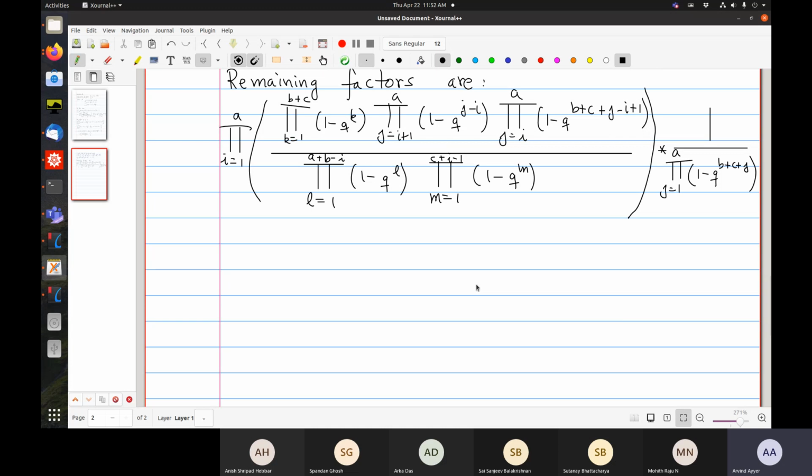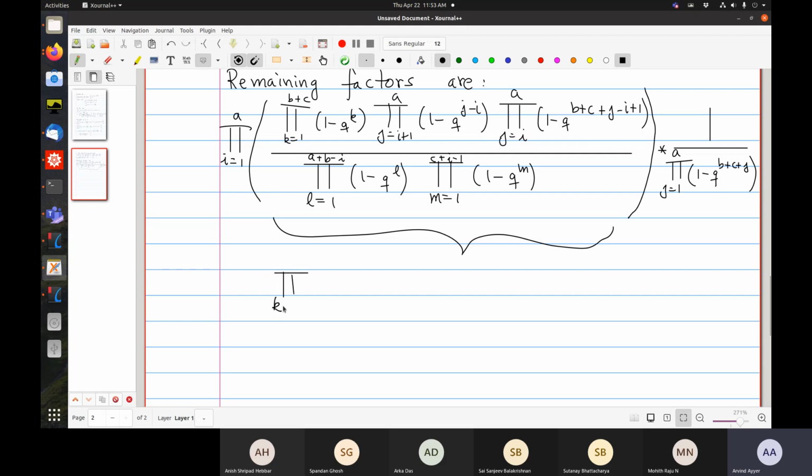Okay, so now let us do some manipulations over here. Let me bring these two terms in the form j goes from 1 to something. So what I am doing is looking at the inside term. I is fixed, so this part is the same.